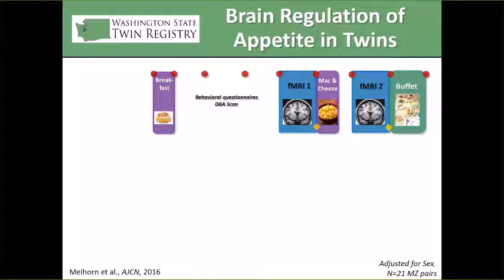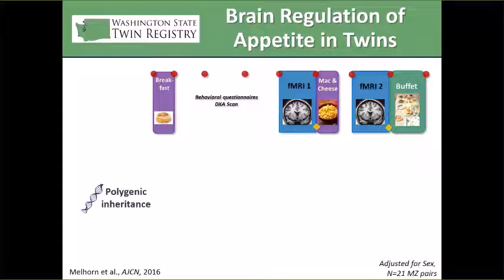So we did a study called Brain Regulation of Appetite in Twins. We enrolled twins from the Washington State Twin Registry. This is a study of 21 MZ pairs who came in and had a standardized breakfast that accounted for 10% of their daily needs. Then, 3.5 hours later, they underwent the fMRI scan, followed by another standardized meal that was 20% of their daily caloric needs, and a second fMRI. That was immediately followed by a buffet meal where we put them in the room. We said, hey, you know, eat whatever you want. And then we surreptitiously monitored what they ate.